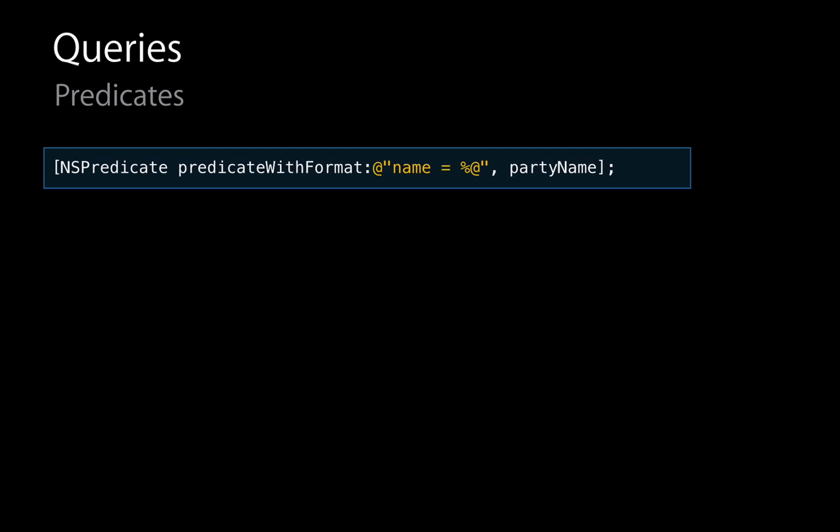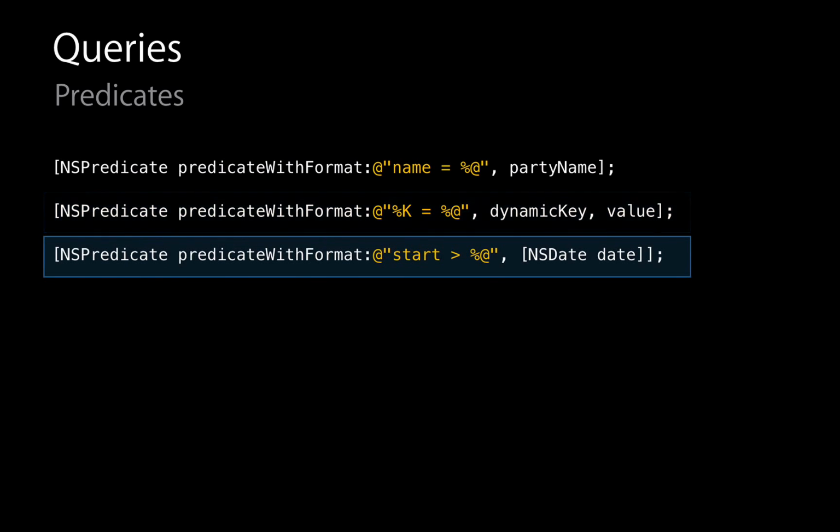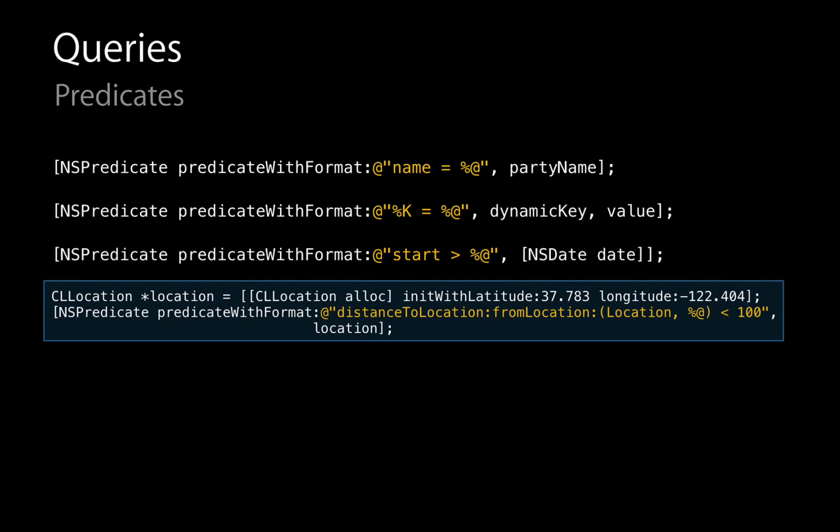Here we see a predicate that would match records where name is equal to a value that I had in memory. Predicates allow you to use dynamic keys so that I don't have to know the key name at compile time. We can do relative ordering comparisons as opposed to strict equalities. We mentioned that location is an interesting aspect in the public database. So you can query with location as a filter. This is every location within 100 meters of where we're standing here in Moscone.